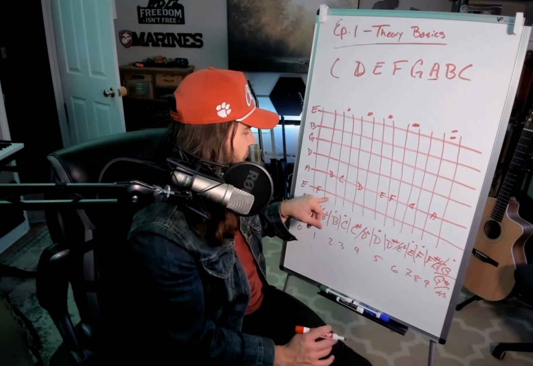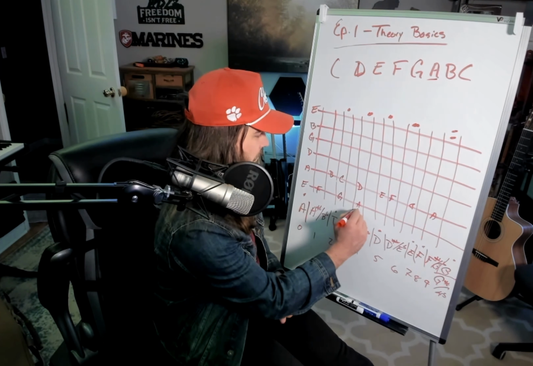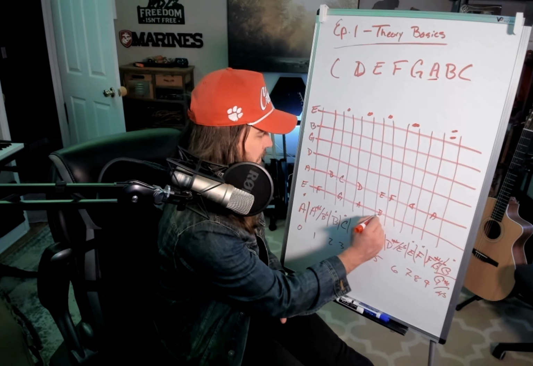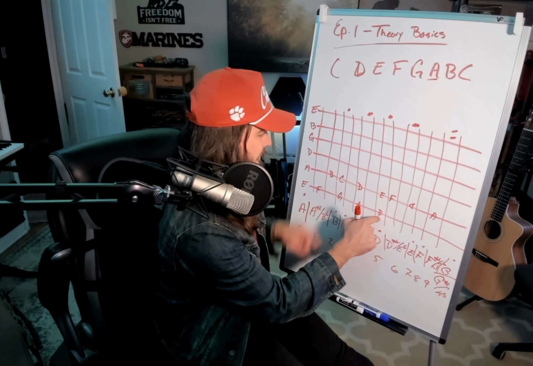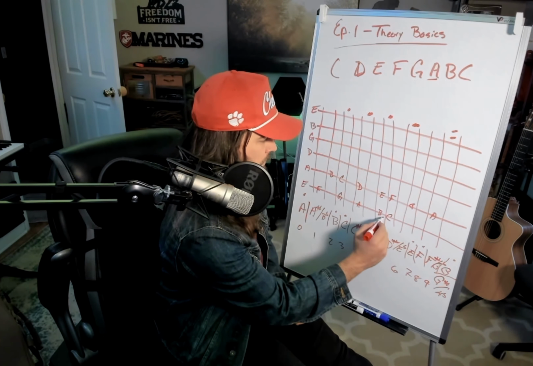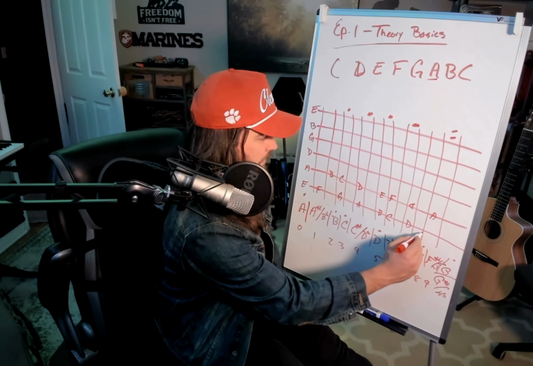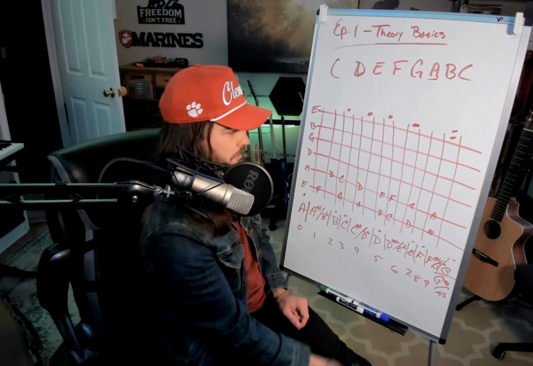All right, so we skip F sharp, we have G. Skip G sharp, we have A. Skip A sharp, we have B at the 7th fret. The same relationship. Boom. Then after that, at the 10th fret, we have D. Then we repeat with E at the 12th fret.